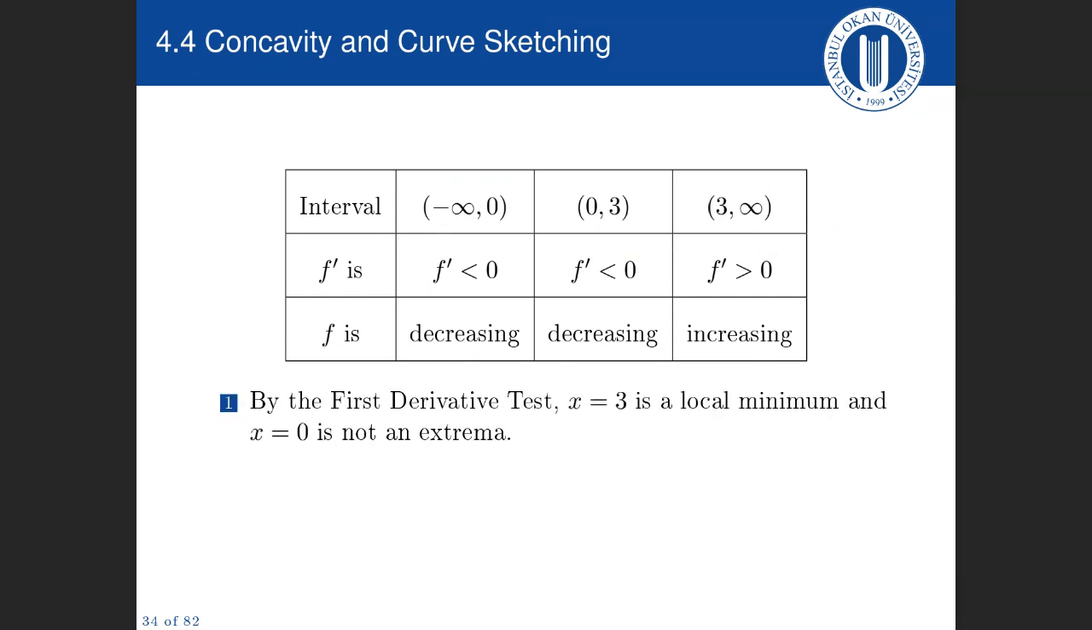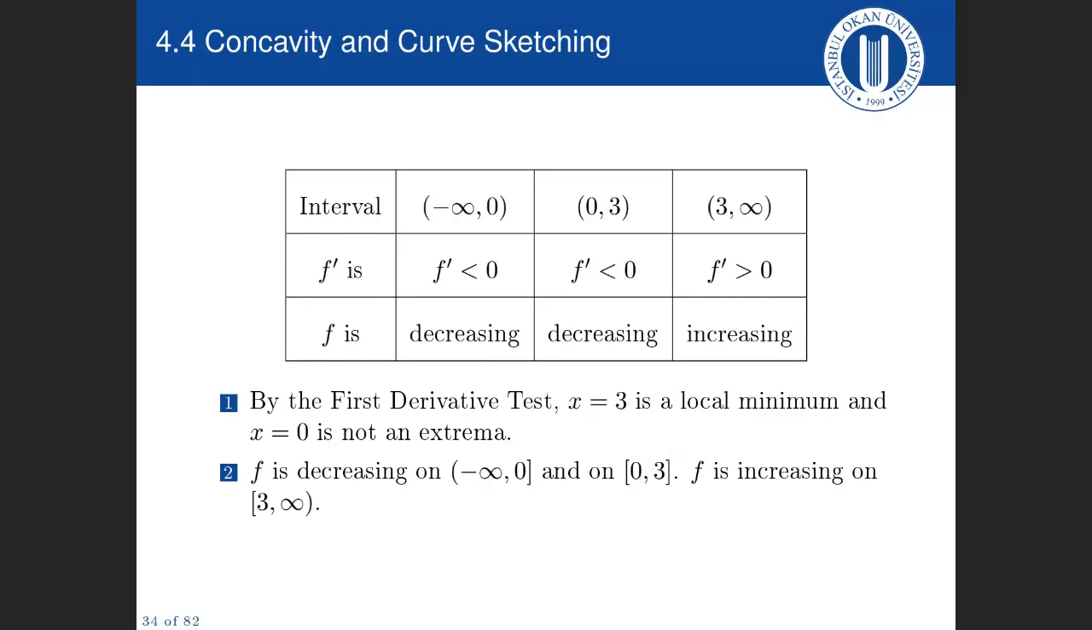Now, at 0, it's decreasing on the left and decreasing on the right, so that's not an extremum. At the point 3, it's decreasing on the left and then it's increasing. So that must be a local minimum. We can say that f is decreasing between minus infinity and 0, and between 0 and 3, and we can see that f is increasing between 3 and infinity.